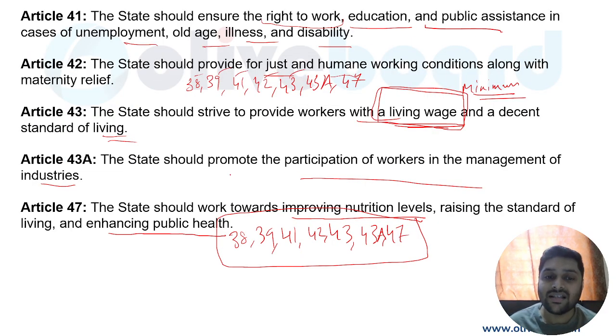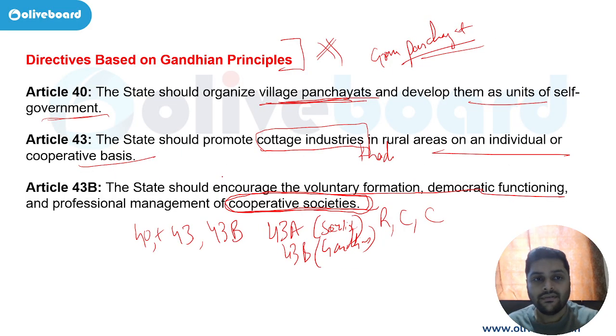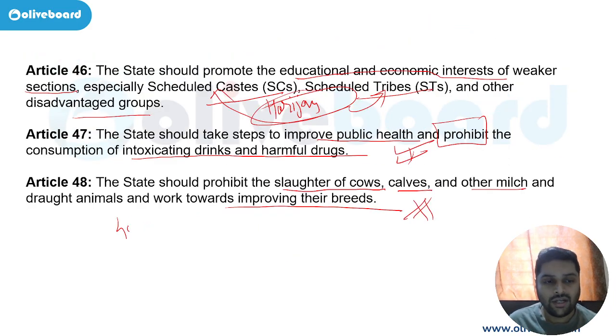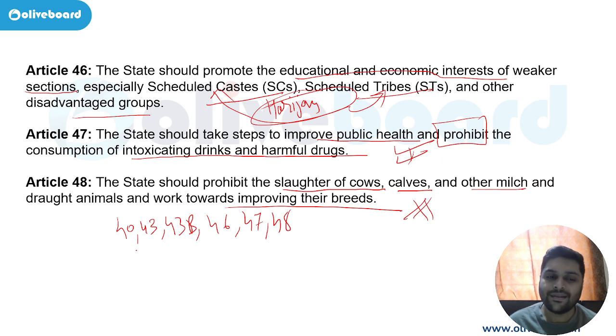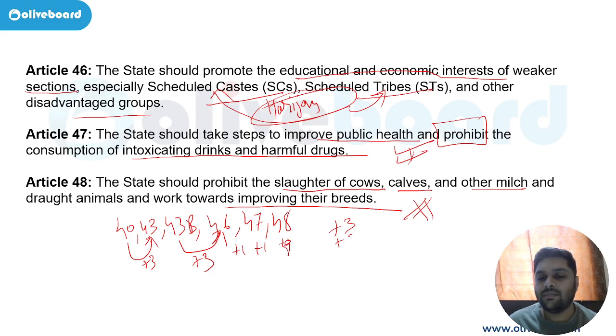So if you ask which are these: 40, 43, 43B, correct? Then we have 40, 43, 43B, 46, 47, 48. Easy to remember, simple: plus 3, plus 3, and then plus 1, plus 1, plus 1. 46, 47, 48. So do plus 3, then plus 3, then plus 1, plus 1.